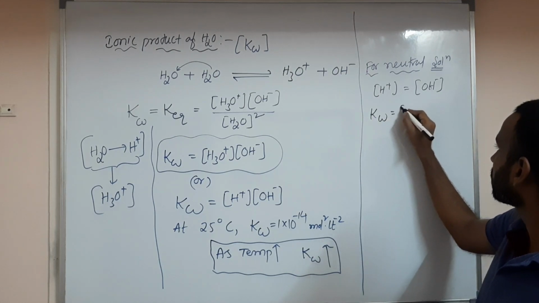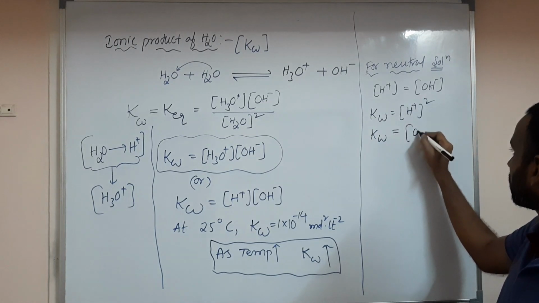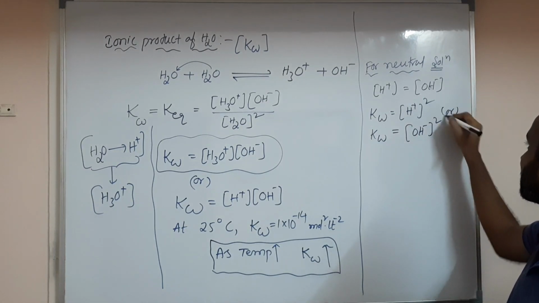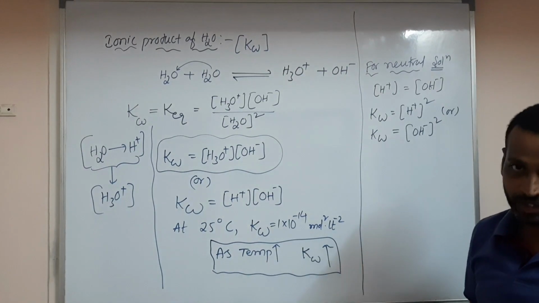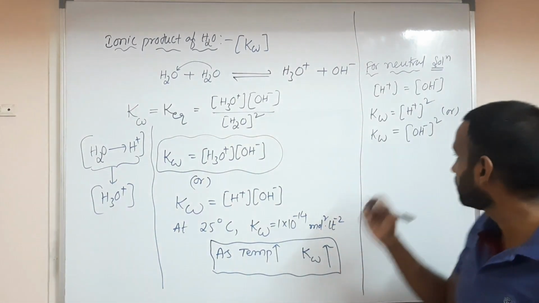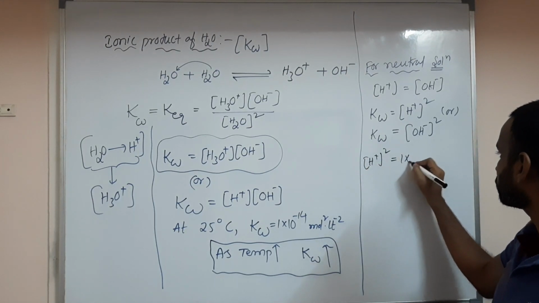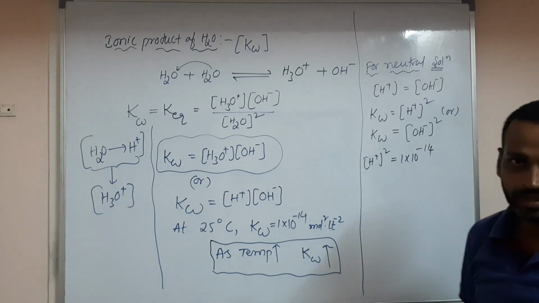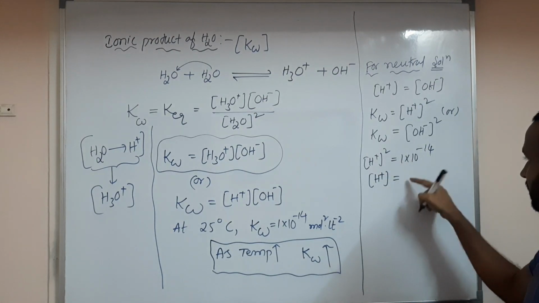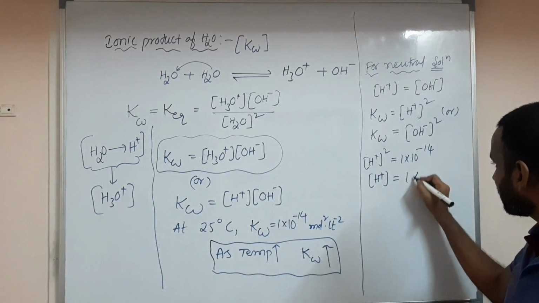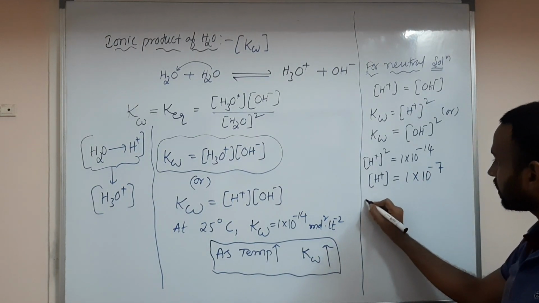Then for neutral solutions, Kw is equal to concentration of H plus whole square, or else Kw is equal to concentration of OH minus whole square. Kw value is 1 into 10 power minus 14, as I am considering these reactions at room temperature. Certainly you can write concentration of H plus whole square is equal to 1 into 10 power minus 14. Therefore, concentration of H plus is the root of 1 into 10 power minus 14, so you will have 1 into 10 power minus 7. Similarly, what can you write?